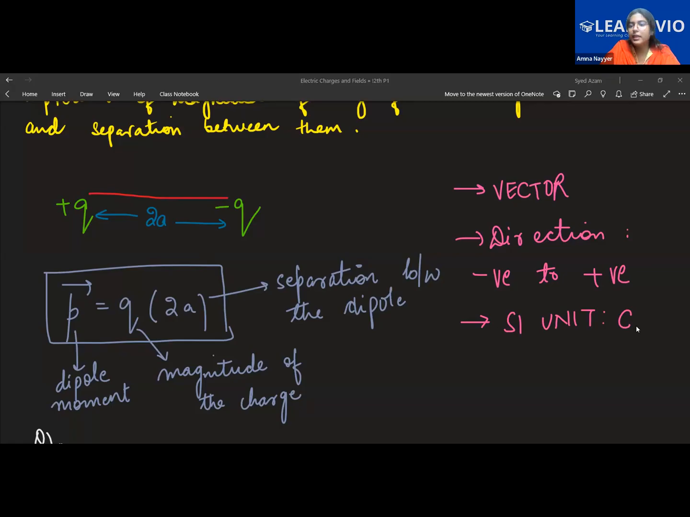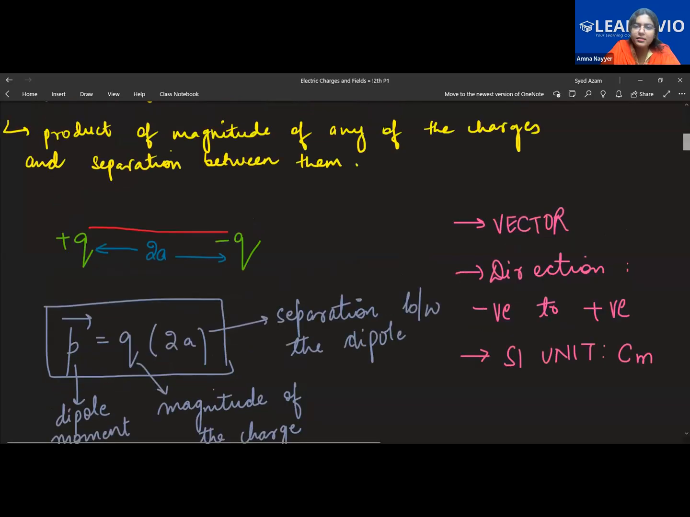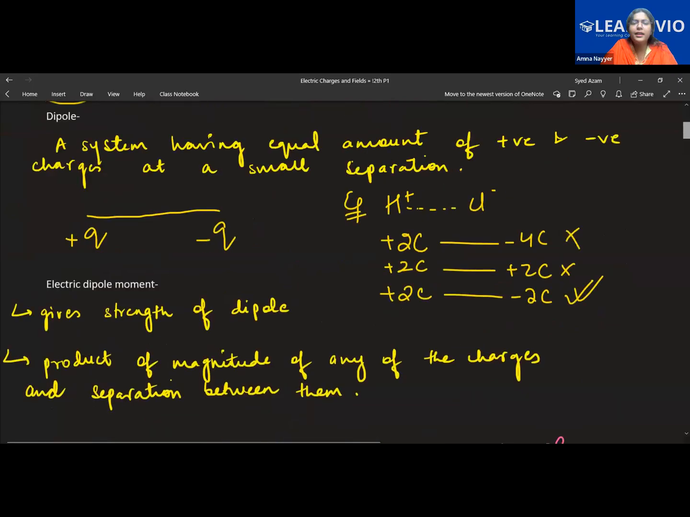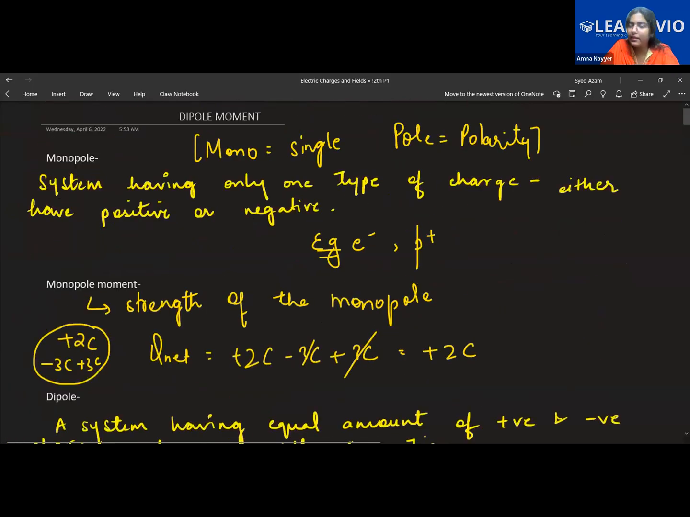Correct, Shaima. It will be coulomb meter. So this is what is there in your dipole moment. We'll see two questions, one very easy and one little tricky question that can come. And then we have to relate it with electric field. So please write it.